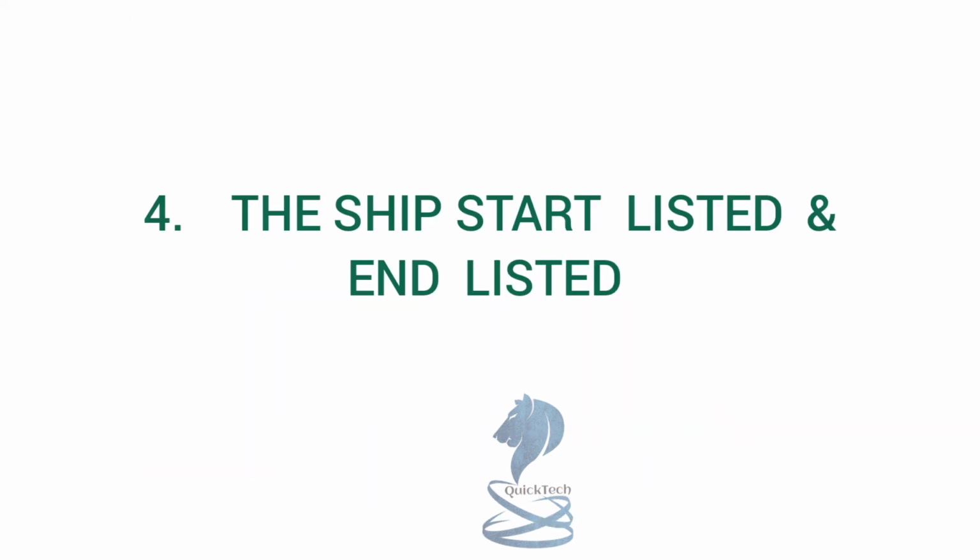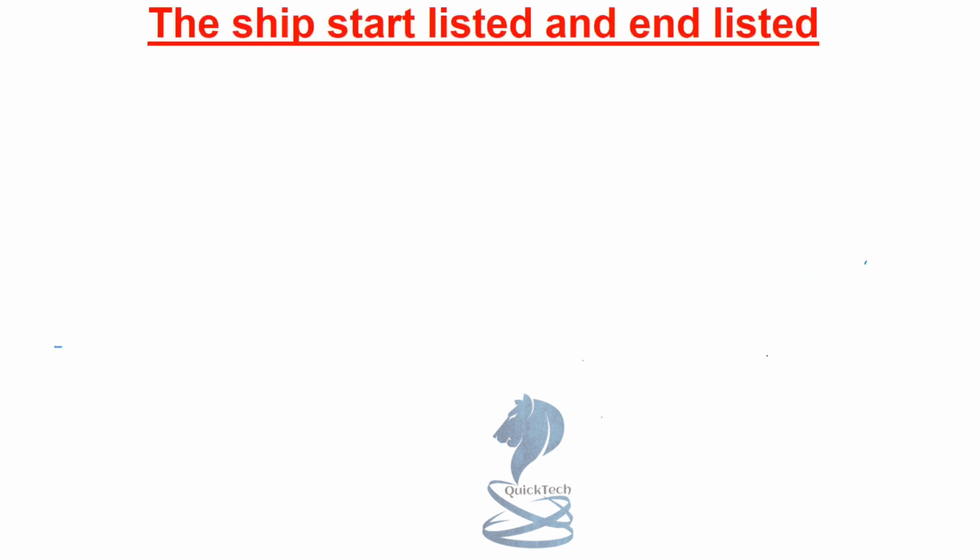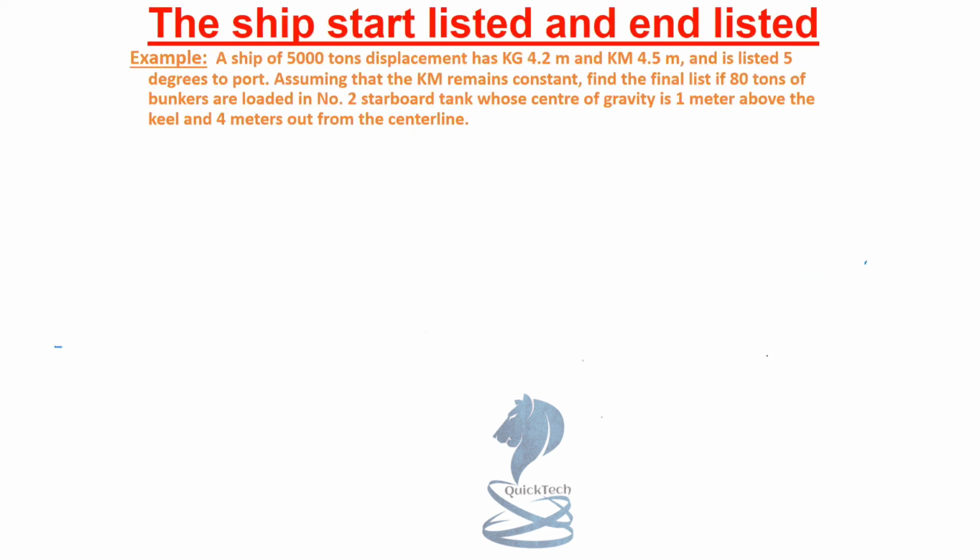Moving on to the last condition, ship starts listed and ends listed. Let's see the example. A ship of 5000 tons displacement has KG 4.2 meters and KM 4.5 meters and is listed 5 degrees to port. Assuming that KM remains constant, find the final list if 80 tons of bunker are loaded in number 2 starboard tank whose center of gravity is 1 meter above the keel and 4 meters out from the center line.